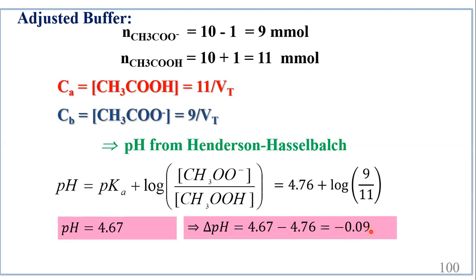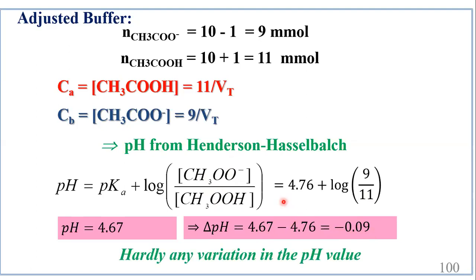And frankly, that change is hardly much. So the pH decreased less than 0.1 of a value point, which is hardly any variation. Again, because we have a ratio here of the logs, even if these concentrations change slightly, the overall pH does not change much. It changes, watch out, but not much.